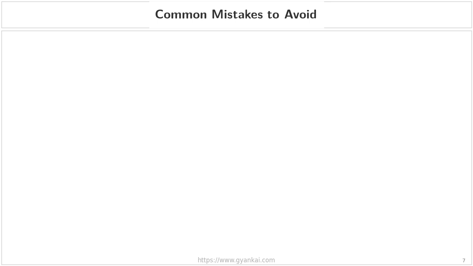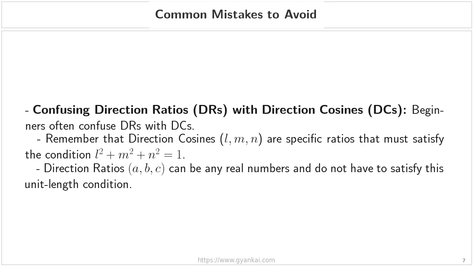Common mistakes to avoid. First, a very common mistake is confusing direction ratios, or DRs, with direction cosines, which we call DCs. It is easy to mix them up because they both describe the direction of a line. However, there is a crucial mathematical difference.